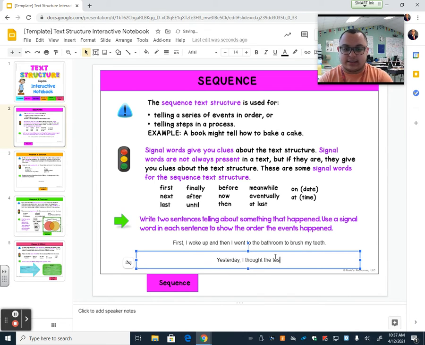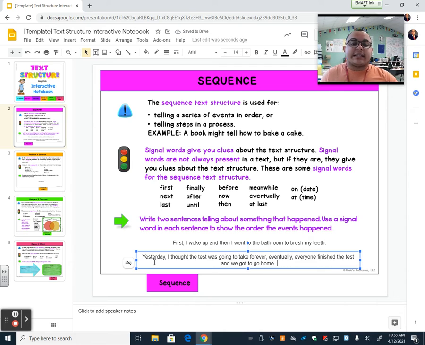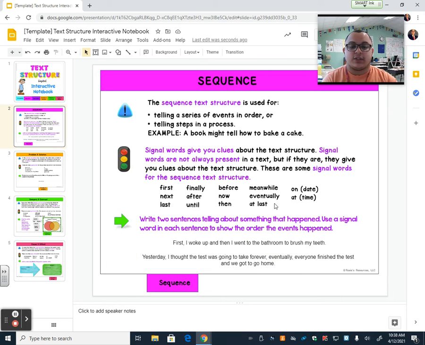I thought the test was going to take forever. Eventually, everyone finished the test, and we got to go home. All right. So yesterday is a specific day. It's on a specific date. I thought the test was going to take forever, but eventually, the word here, eventually, everyone finished the test and we got to go home.